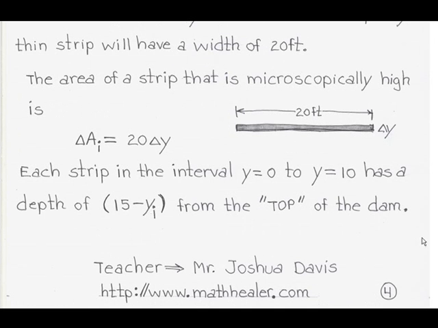Each strip in the interval Y equals 0 to Y equals 10 has a depth of 15 minus Y sub I from the top of the dam. One more time: each strip in the interval from Y equals 0 to Y equals 10 has a depth of 15 minus Y sub I from the top of the dam.